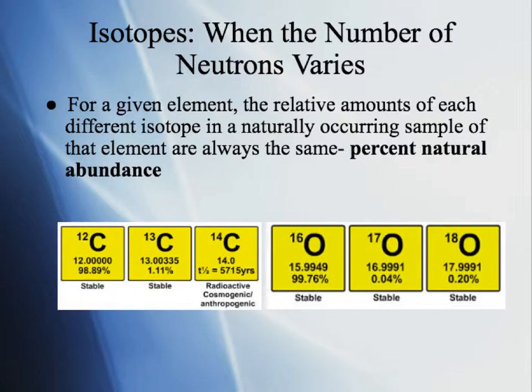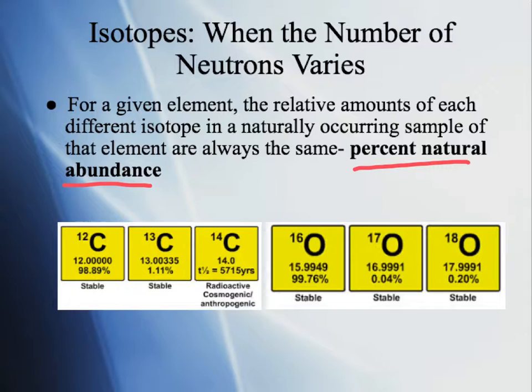All right, here's something about isotopes that you may or may not have learned before. For a given element, the relative amount of each type of isotope in a naturally occurring sample of that element is always the same. It's what we call the percent natural abundance. If we take a random sample of carbon from Africa, one from Europe, and one from South America, they will all have the same percentage of isotopes of that element.